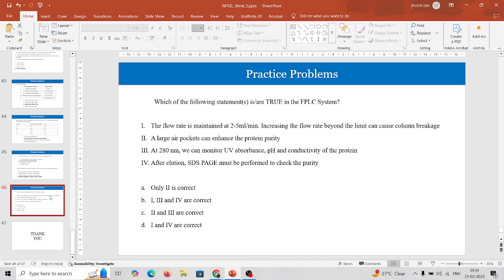And the last question: which of the following statements is true in the FPLC system? The flow rate is maintained at 2 to 5 ml per minute. Increasing the flow rate beyond the limit can cause column breakage. Large air pockets can enhance the protein purity. At 280 nanometer, we can monitor UV absorbance, pH and conductivity of the protein. After elution, SDS-PAGE must be performed to check the purity. FPLC is fast protein liquid chromatography.